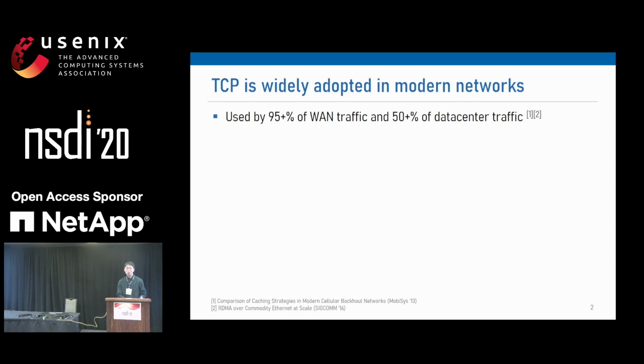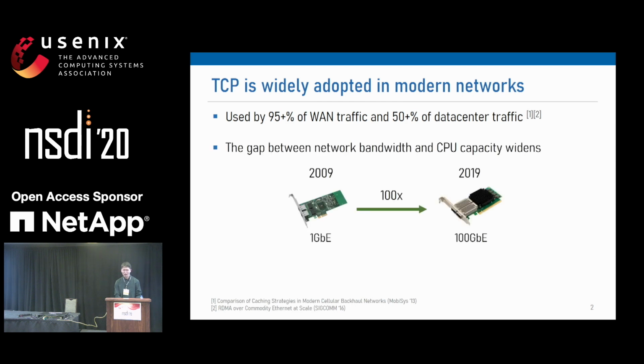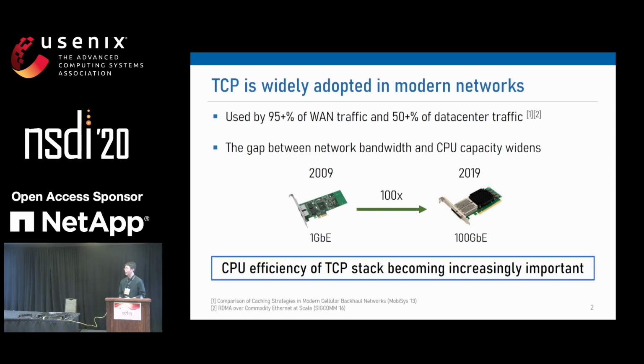TCP is the most widely used transport protocol in modern networks, and many network applications today rely on TCP. And their performance becomes a key factor that determines today's network services. But at the same time, networking hardware is getting increasingly faster, but on the CPU side, we observe a slowdown. So now there's a clear gap between the growth rate of the network bandwidth and CPU. And that gap is only going to increase. Therefore, CPU efficiency of the TCP stack is now becoming more and more important.